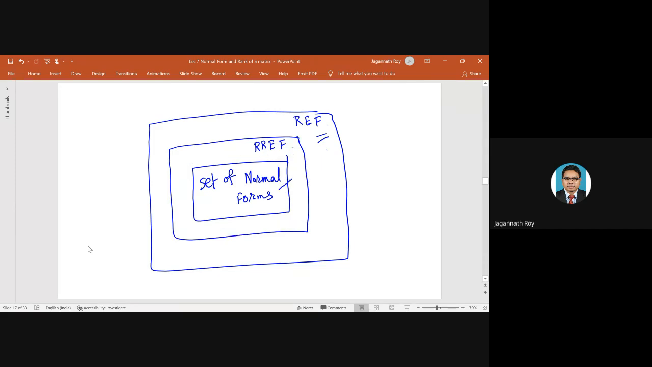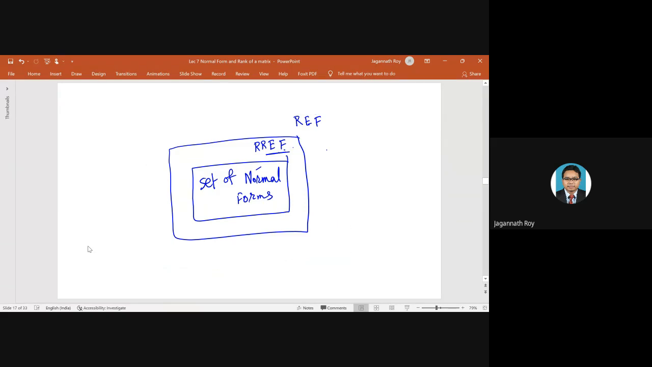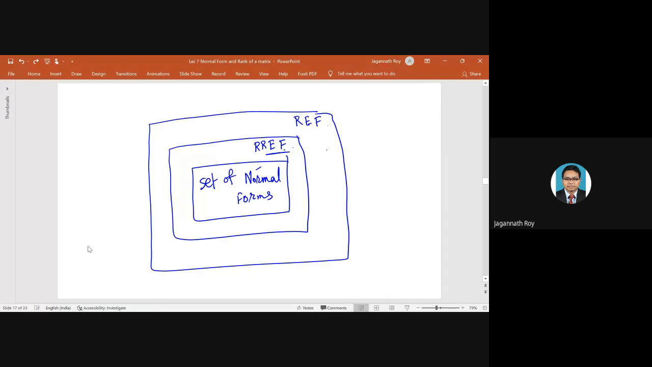Okay. All the normal forms are RREF. Also, all the RREF are REF. This one is true, but the other way is not true. I mean, we can find a row echelon form which is not RREF. For REF, we need just two conditions: property 1 satisfied and property 2 satisfied.